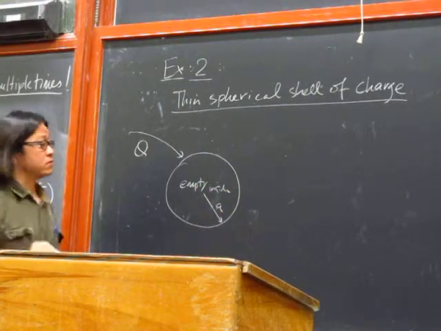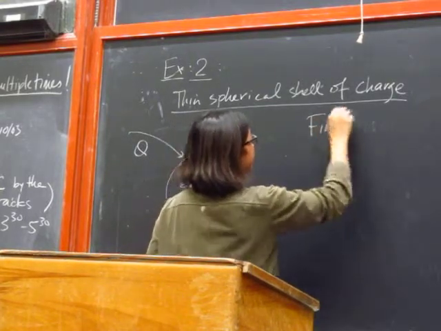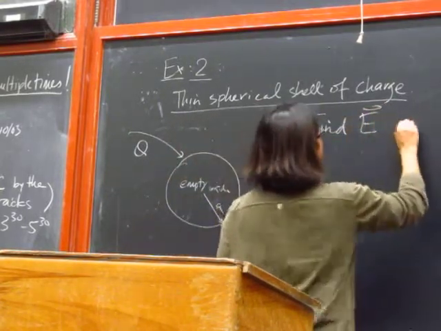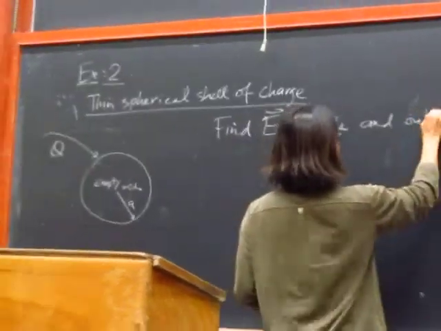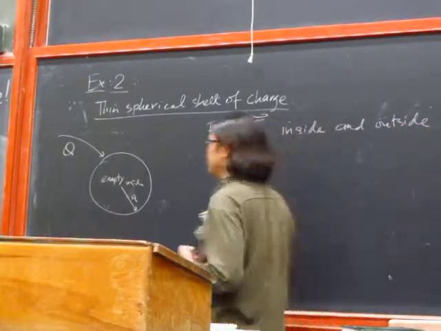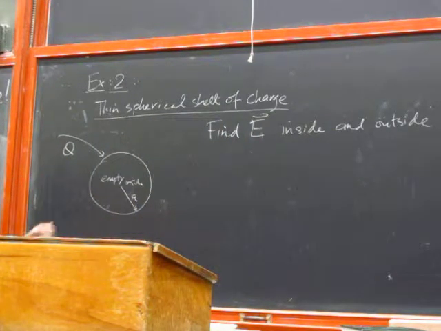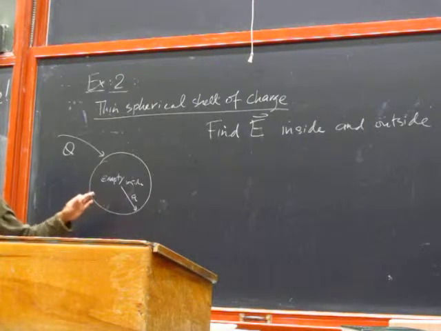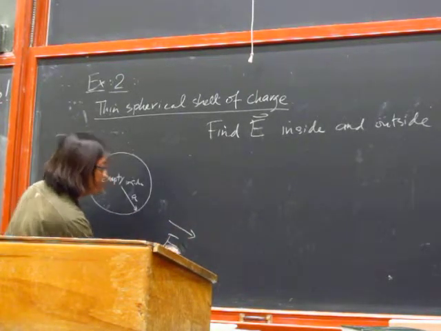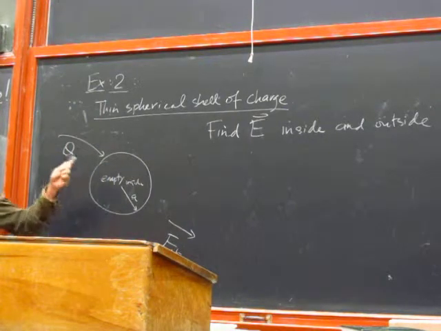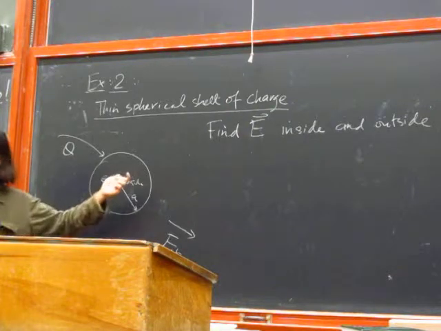Okay. So the question is: find the electric field everywhere, inside and outside. First of all, notice that if this is your problem, then the electric field has to be radial, because there is no other direction to find. Right? Any other direction?